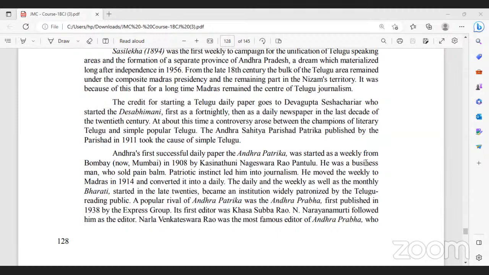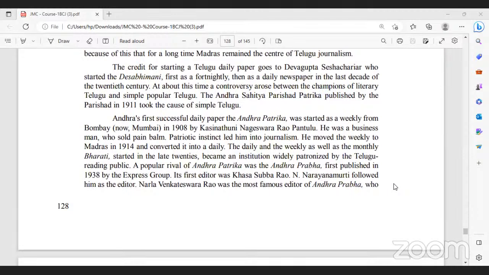Then the first successful Andhra daily newspaper, Andhra Patrika, was started as a weekly from Bombay in 1908 by Kasinathuni Nageswara Rao Pantulu. He was basically a businessman, and a patriotic instinct led him to take up journalism. He moved the weekly to Madras in 1914 and converted it into a daily. Then the daily and the weekly, as well as the monthly Bharati, were started in the late 20s, and it was patronized by the Telugu reading public.